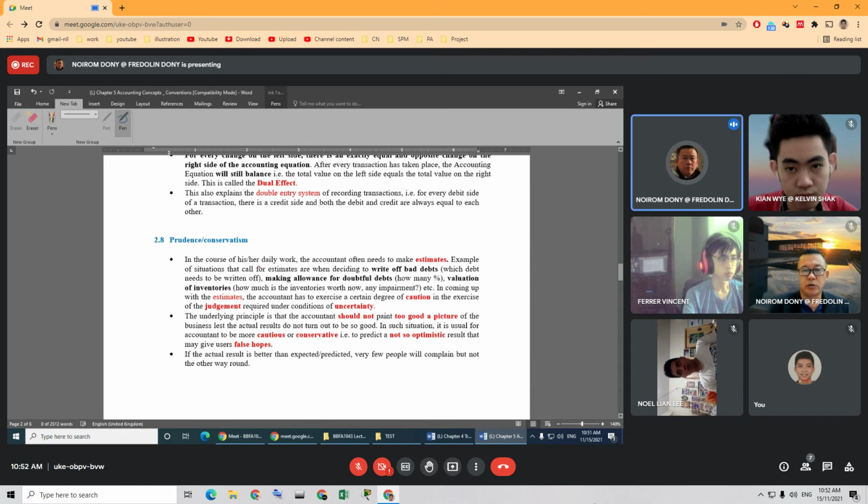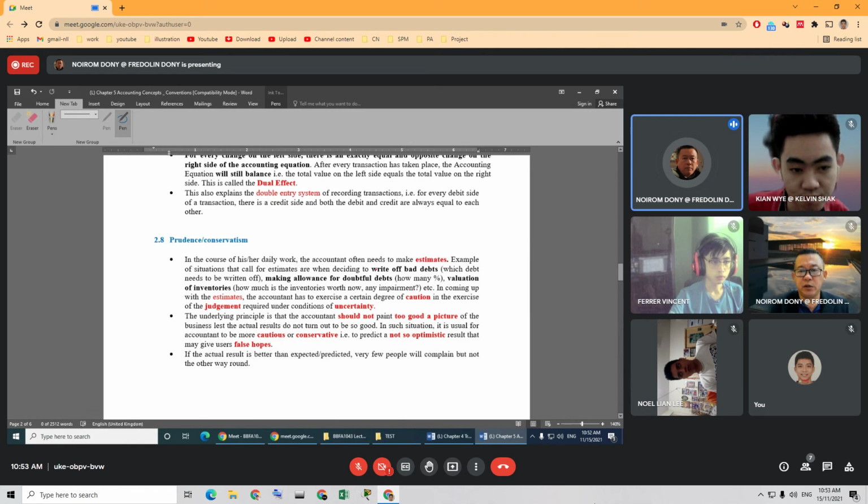So let's go through. In the course of daily work, the accountant often needs to make an estimate. Examples of situations that call for an estimate are when we decide to write off bad debts, make an allowance for doubtful debts, and value inventory. So these are all estimates. In coming up with the estimate, the accountant has to exercise a certain degree of caution in the exercise of the judgment required under conditions of uncertainty. So we have to be cautious.